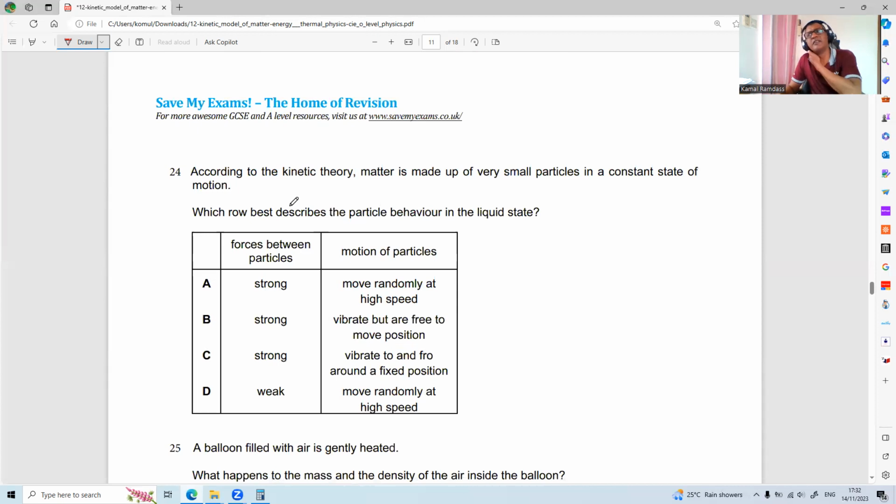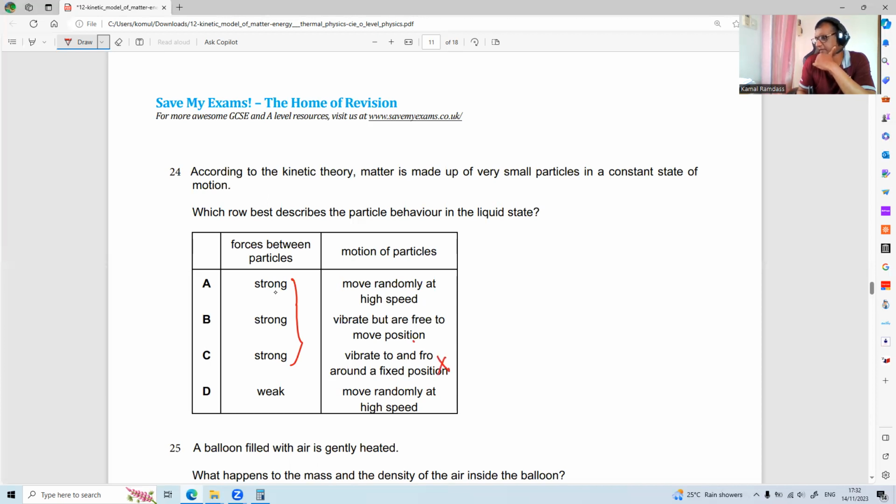According to the kinetic theory, matter is made up of very small particles in a constant state of motion. Which rule best describes the particle behavior in the liquid state? Forces between particles is wrong. Motion of particles: move randomly at high speed, vibrate but are free to move position, vibrate to and fro around.